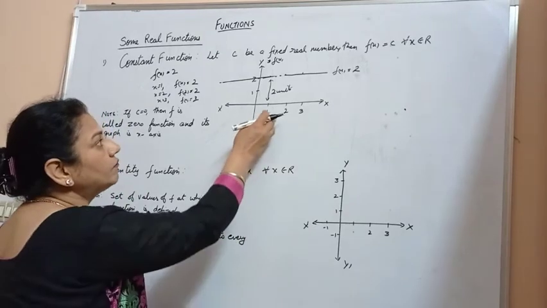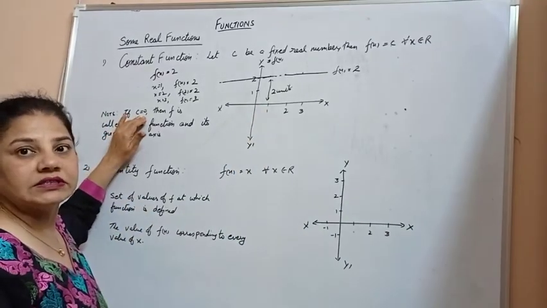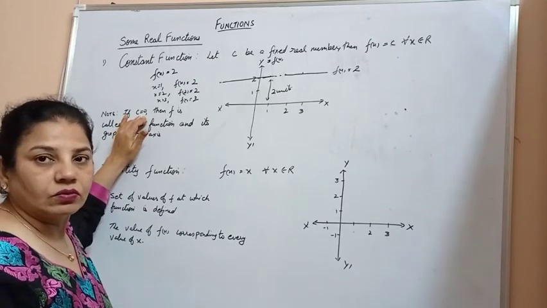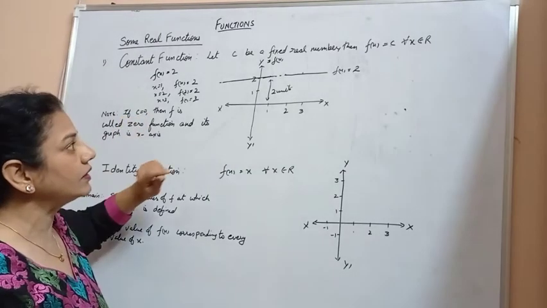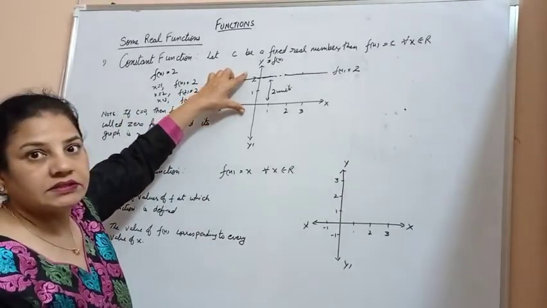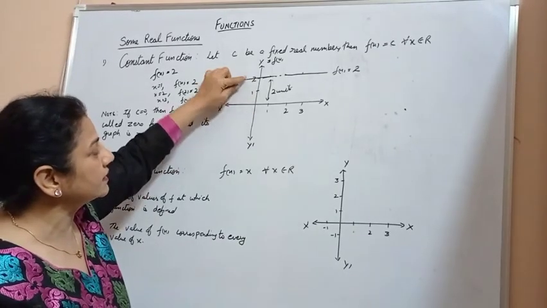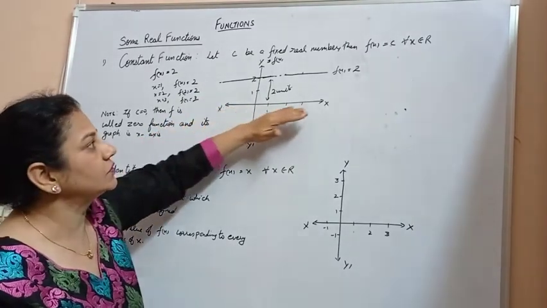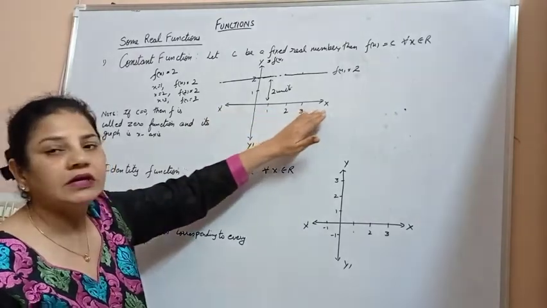If for some reason the constant c is 0, the real fixed number is 0, what will happen? Then this distance reduces to 0, and this line coincides with the x-axis. So the graph of the constant function will be the x-axis.